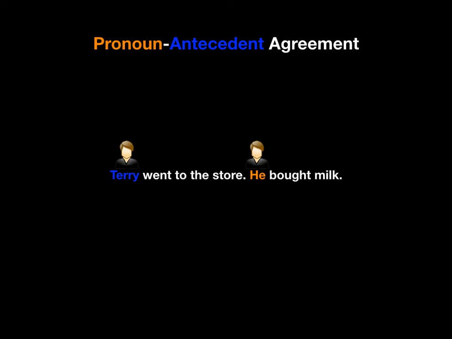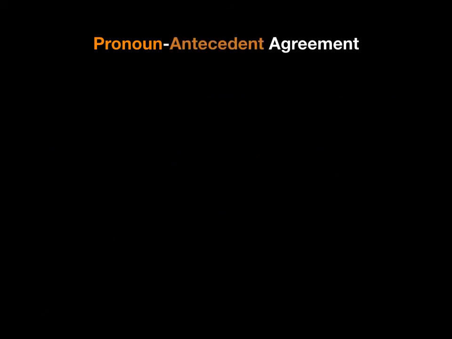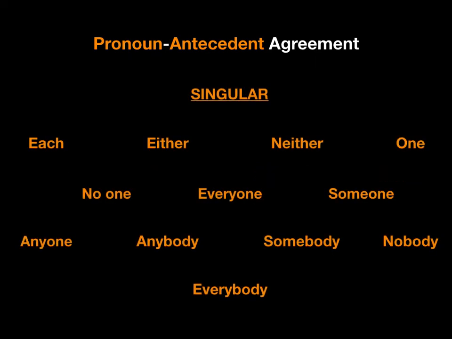This example may seem relatively easy because it's dealing with pronouns that we are all very familiar with. However, there are additional pronouns that are a little bit more complicated because these pronouns, in addition to being pronouns, can also be antecedents. For instance, the words both, few, several, and many are all plural antecedents that can also be pronouns. We also have a long list of singular antecedents.